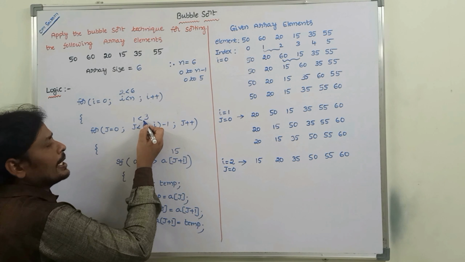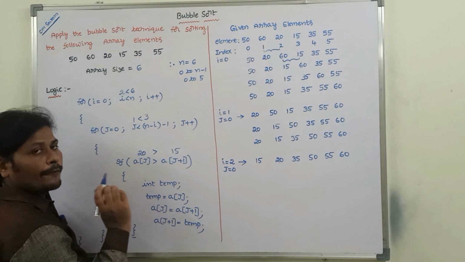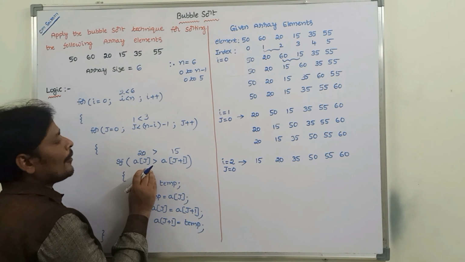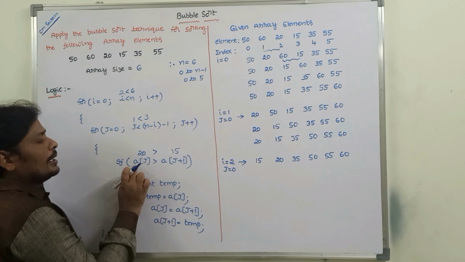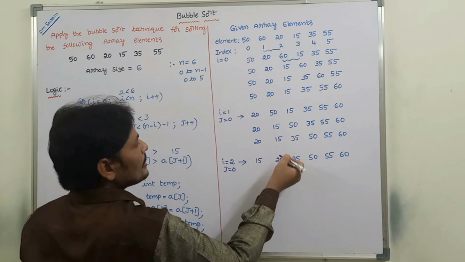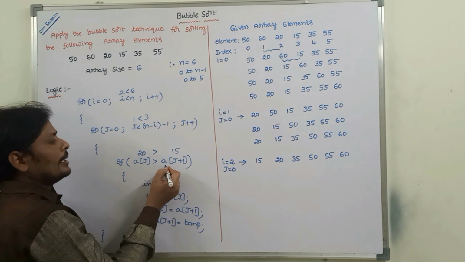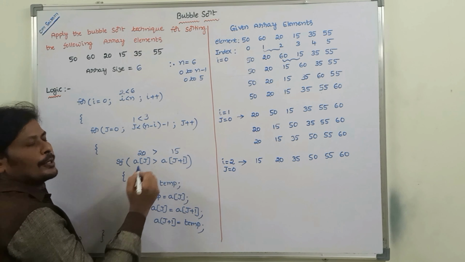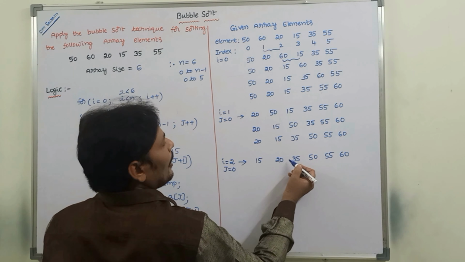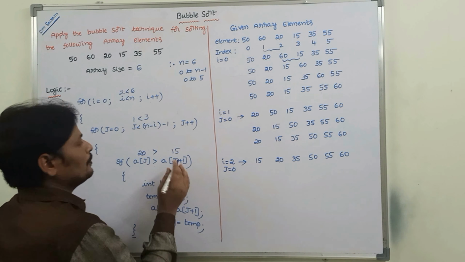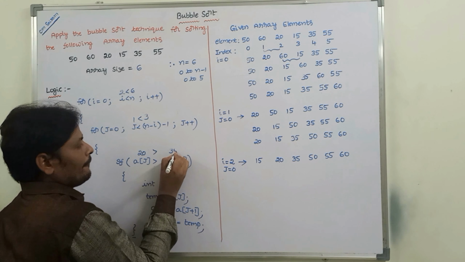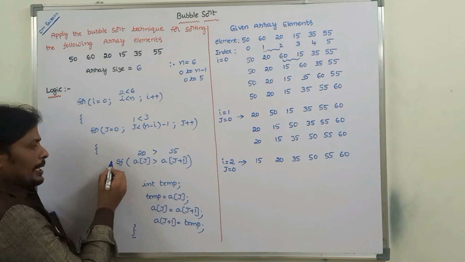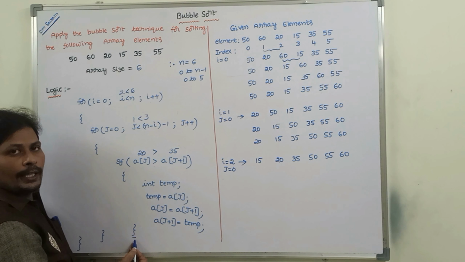If the condition is true, then the control goes to the body of the inner for loop. In that body, if statement is there: if a of j, j value becomes 1, a of 1. A of 1 means 20. 20 greater than a of j plus 1. So j value 1, 1 plus 1, that is 2. A of 2 value is 35. So 20 greater than 35, condition false.